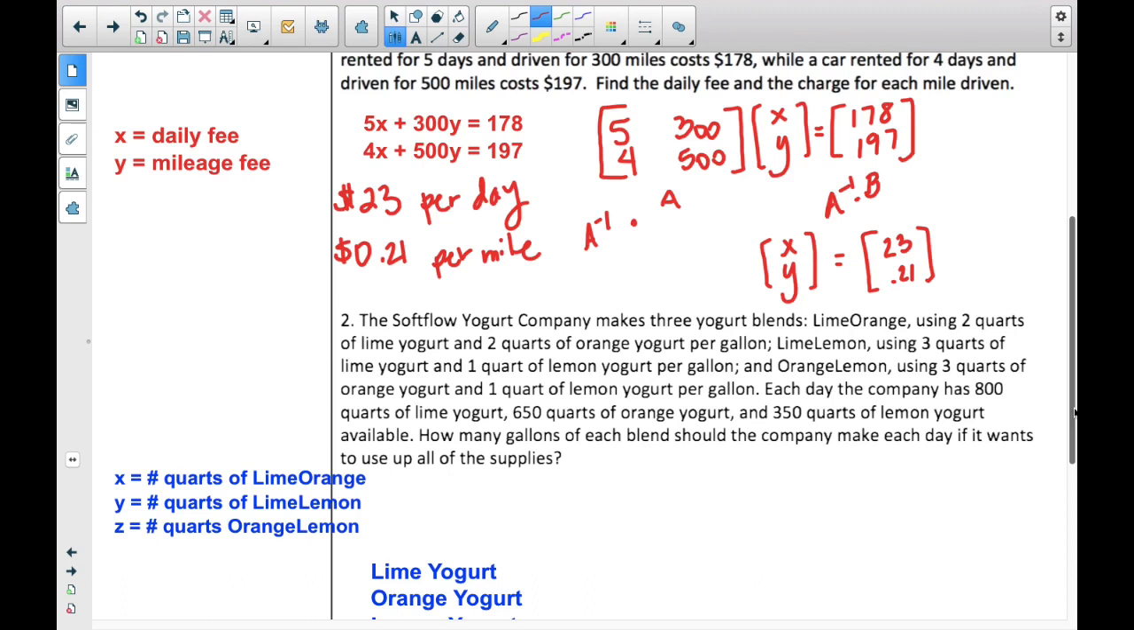This next example is, I think, quite honestly, pretty confusing to get through. What makes it confusing is not necessarily the math, but the wording. So let's just try to get through it.